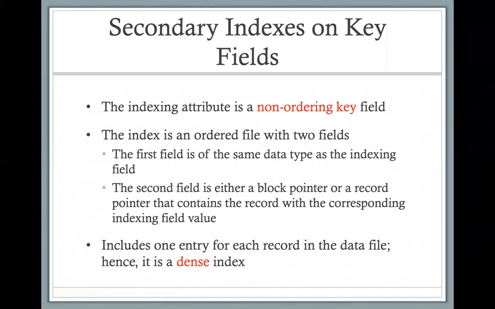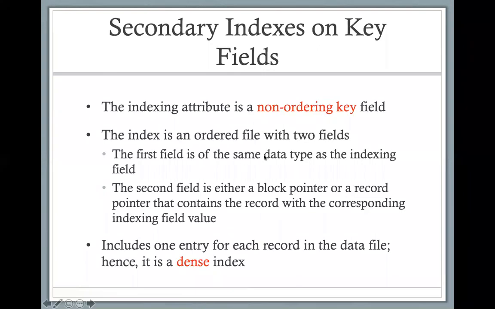Okay, and it's non-ordering, meaning that the file is not ordered on this field. Otherwise, it's not a secondary index. It will be a primary index. I'm better off creating a primary index. So the file is not physically sorted on this field. Yeah, it's key, it's unique, but the file is not sorted on it.